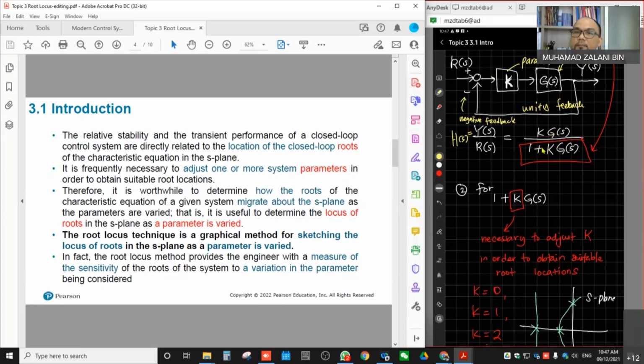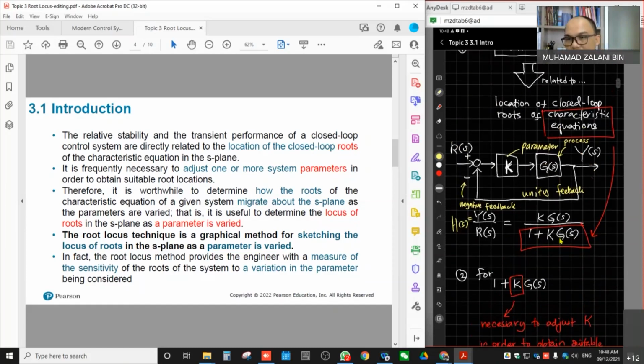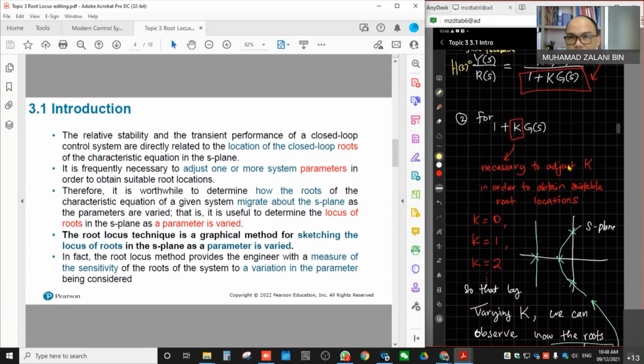For this feedback control system, since it is a negative feedback control system, we can derive the equation as 1 plus K G(s) for the characteristic equation. So now you know that 1 plus K G(s) here is the characteristic equation. Further, for this particular characteristic equation, let me write it again. This is the characteristic equation.